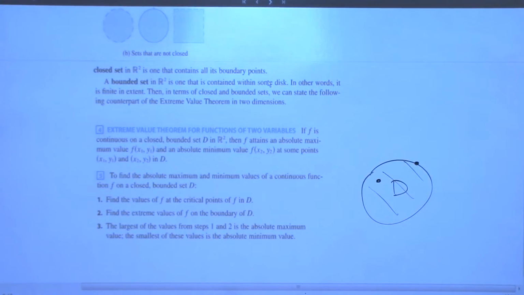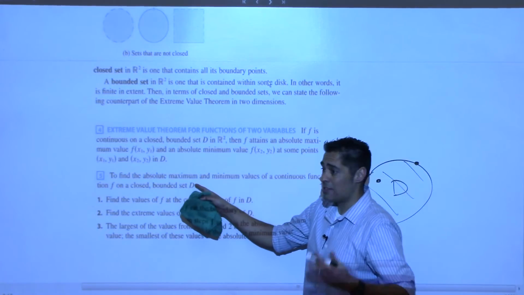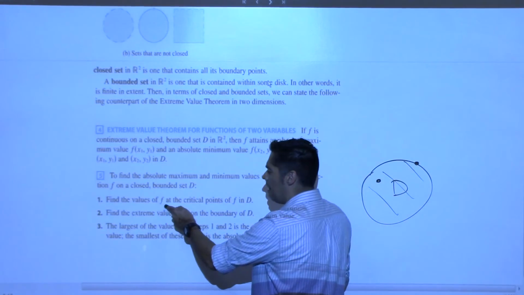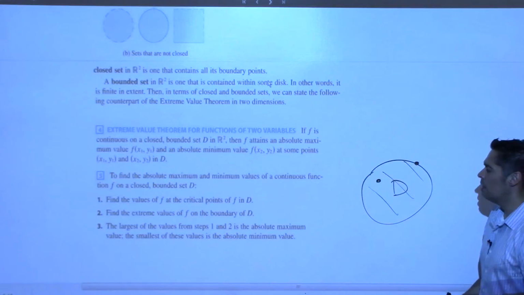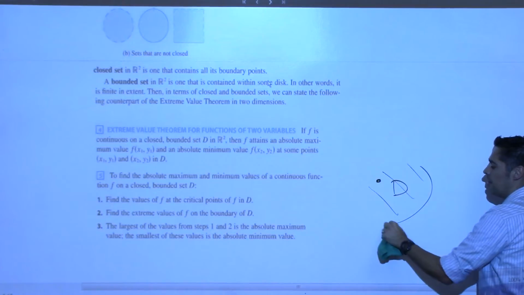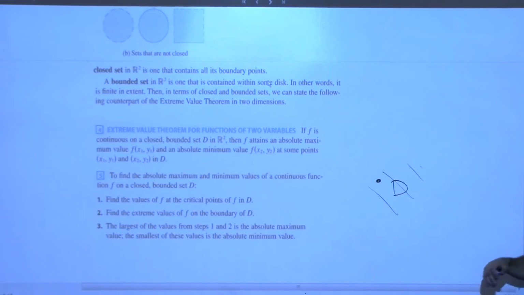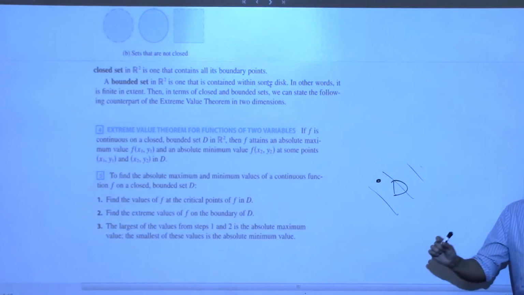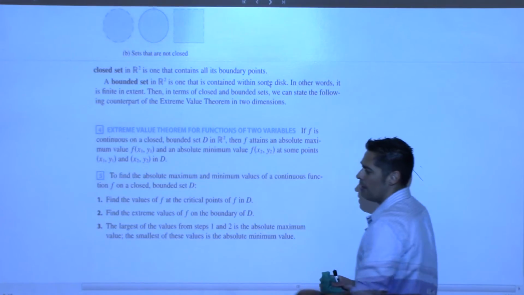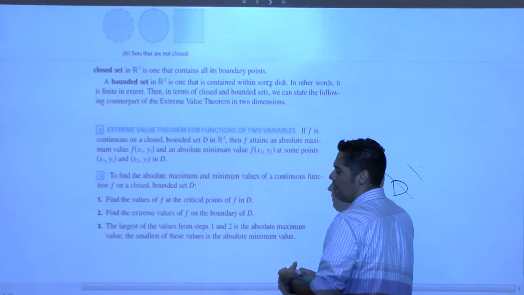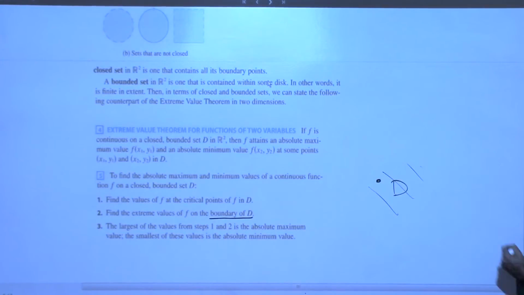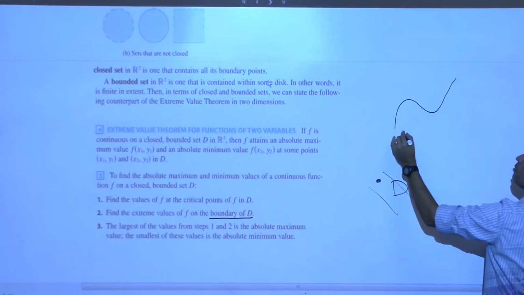All this theorem says is that we're guaranteed the existence of it. All right? To actually find the absolute maximum, here's what we do. We find the values of f at the critical points of f in D. So the first step is to act like this is not a closed bounded set and do exactly what we did last class. That identifies local maximums and minimums, doesn't it? Then we find the extreme values of f on the boundary. And this is the big difference. It's kind of like, again, from Cal 1.